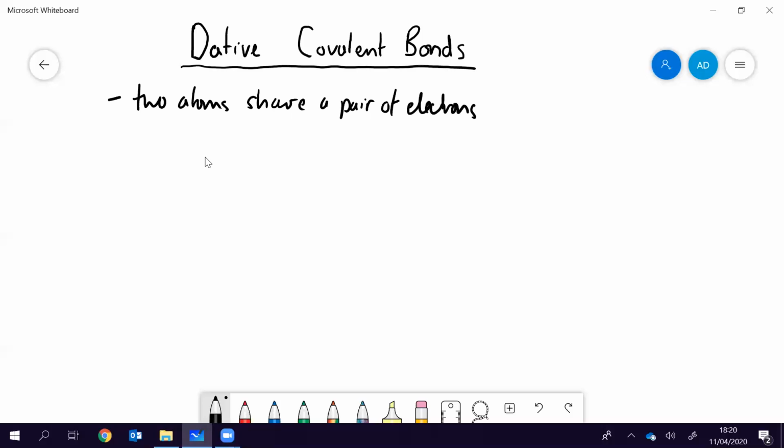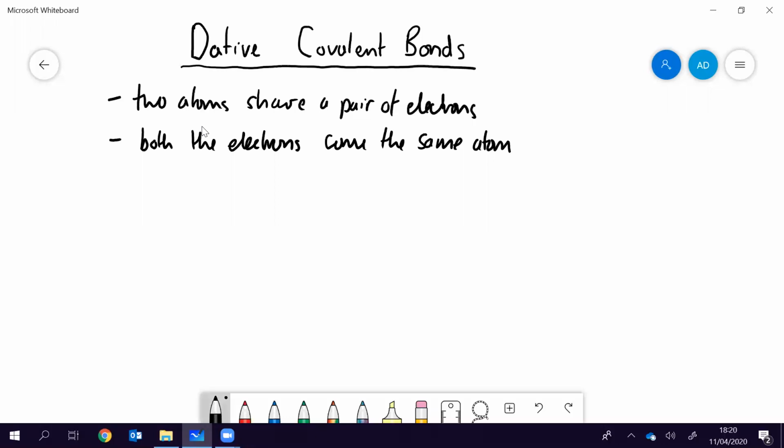But what makes it different to a normal covalent bond is that both the electrons come from the same atom. So one of the atoms doesn't actually provide any electrons for the bond at all.